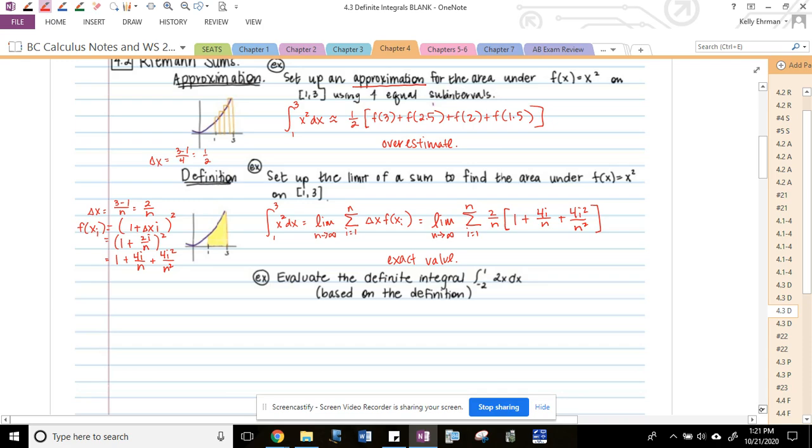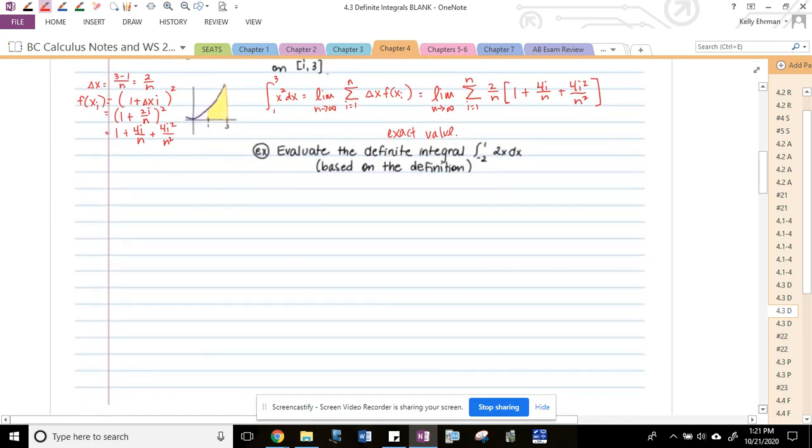All right, so let's do one full limit definition here. Evaluate the definite integral from -2 to 1 of 2x dx. So delta x, we're on the interval -2 to 1, so it'd be 1 minus -2, which is 1 plus 2 over n, so that's 3 over n. And f of x sub i, the function is 2 times x, so 2 times something. Our interval starts at -2, and then we add to that delta x times i.